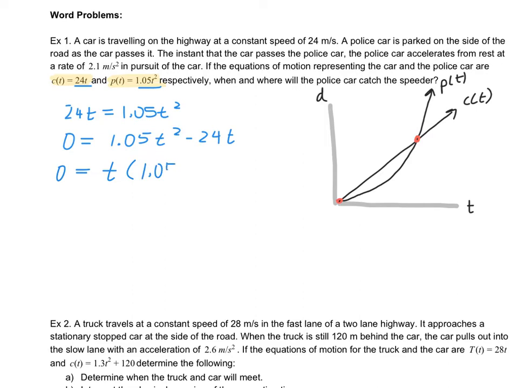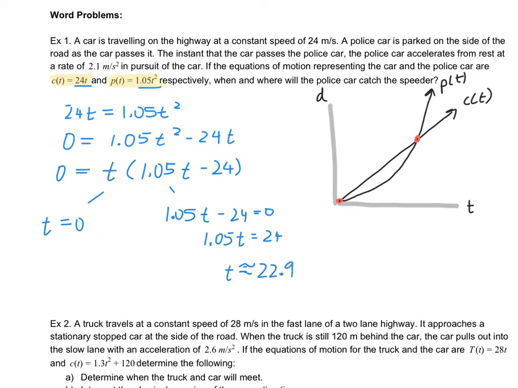So when I branch out, t equals 0. And then when I do my other branch, I'm just going to set my bracket equal to 0, bring the 24 over, and then divide both sides by 1.05. And when I do that, I get approximately 22.9.